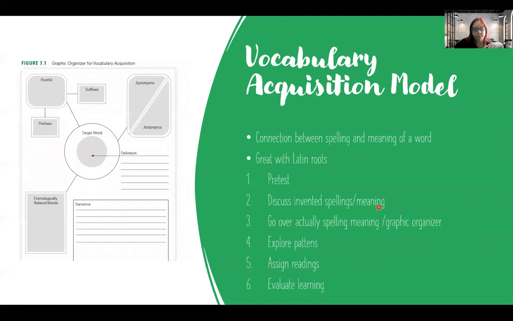Vocabulary acquisition model is the last model we're going to talk about. And this is a model for learning meanings of new words. I wouldn't use this model in kindergarten or first grade. I think the lowest grade I would probably use it in is second grade. And I wouldn't use this for everything. This is really for when a word has Greek or Latin roots, and you're really thinking about the meaning of the word parts and the spelling.